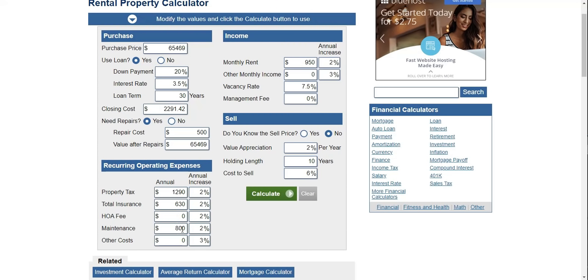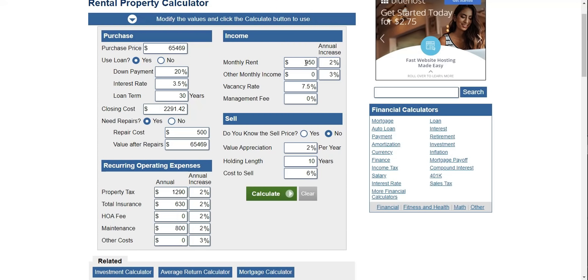The property actually had window unit air conditioners, and so if one of the air conditioners were to go out, you could easily replace that without too much cost. But for sake of this example, I've estimated the annual maintenance cost to be $800 per year, and that too is being escalated at 2%.